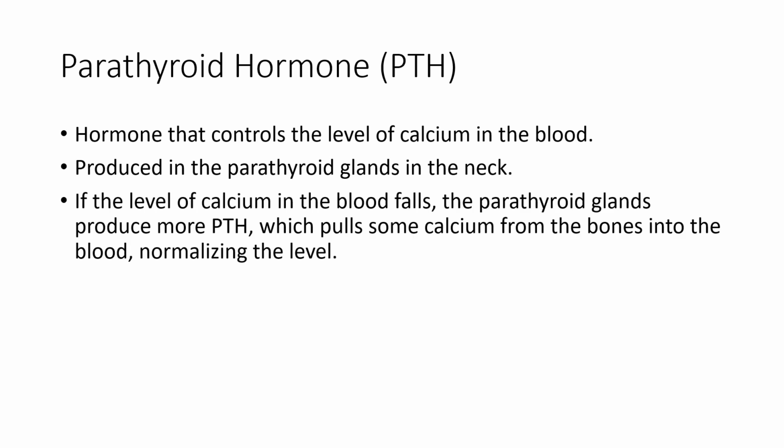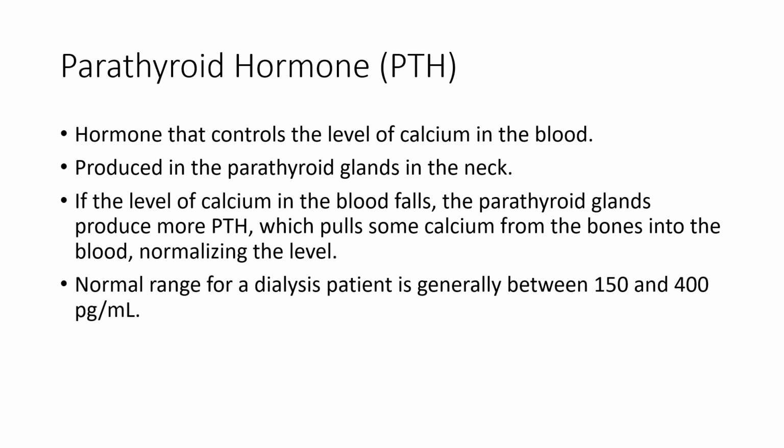Now, if the level of calcium in the blood falls, then the parathyroid glands normally produce more PTH, which pulls some calcium from the bones into the blood, normalizing the level. In contrast, if the calcium level in the blood rises above normal, then the PTH secretion falls and the level of calcium in the blood falls back to normal.